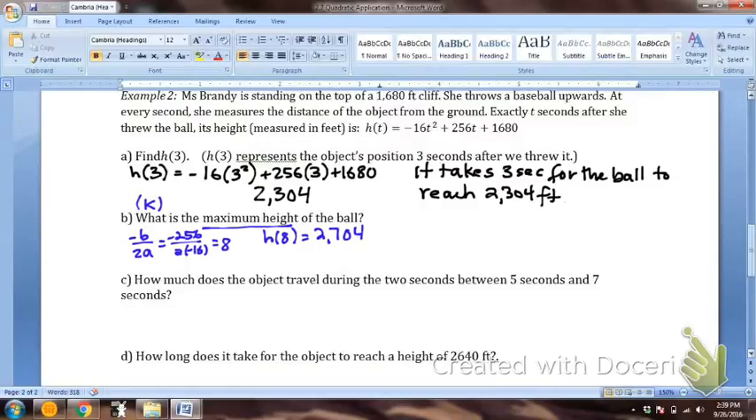Hortensia, what's the sentence? The maximum height of the ball is 2,704. Perfect. The max height of the ball. For extra credit, you can put after 8 seconds if you'd like to. The max height of the ball is 2,704 feet.